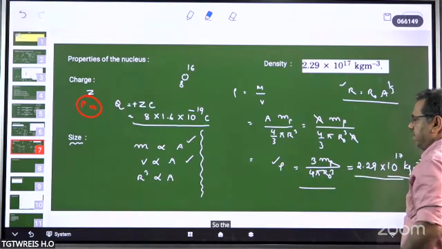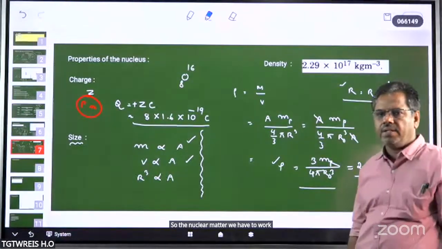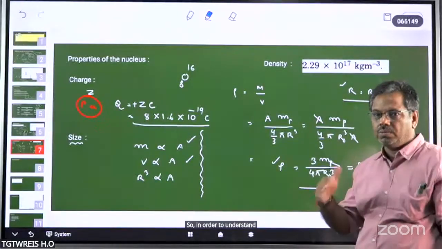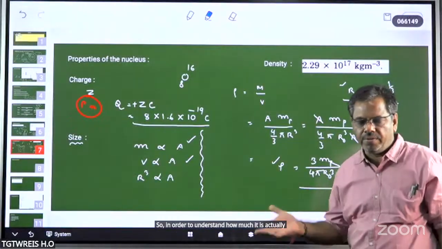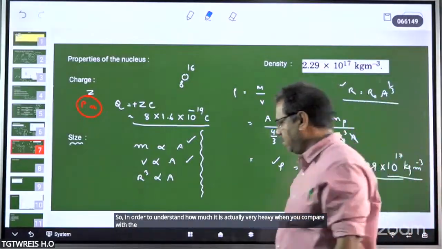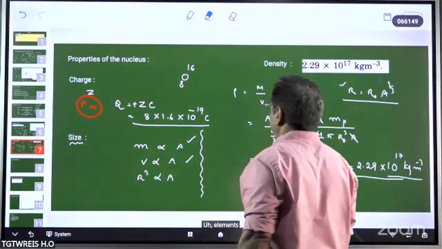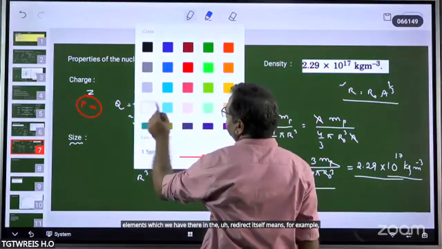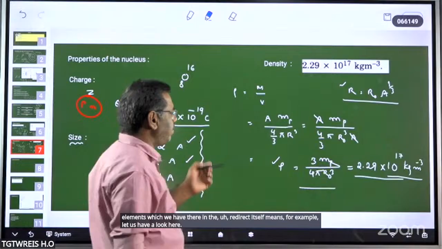So the nuclear matter will have very, very high density. In order to understand how heavy it actually is when you compare it with the general elements we observe in daily life, let us have a look here.